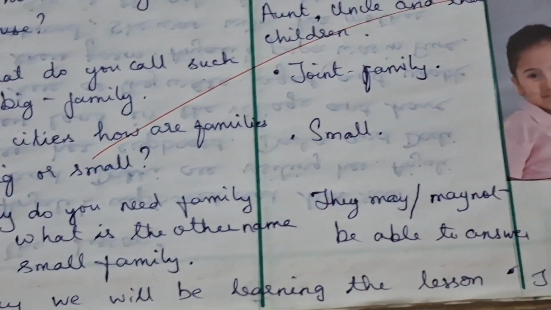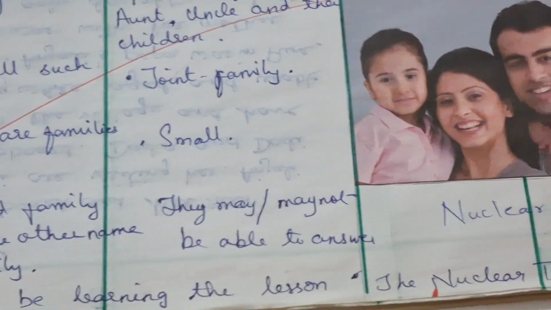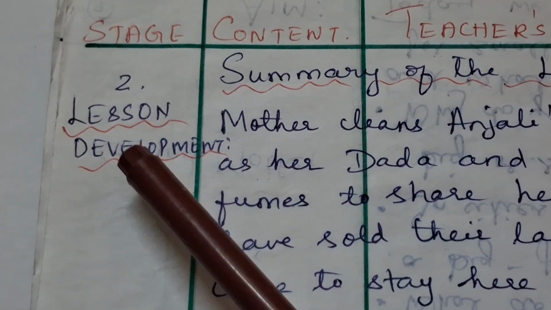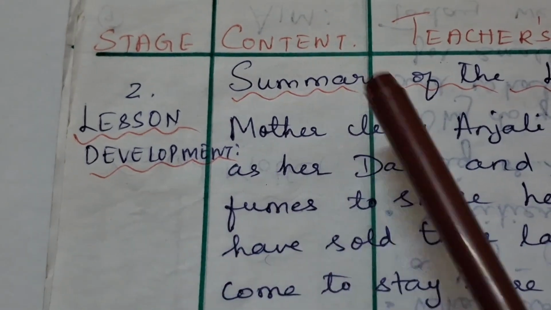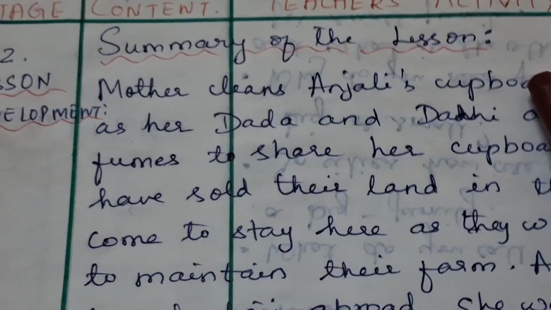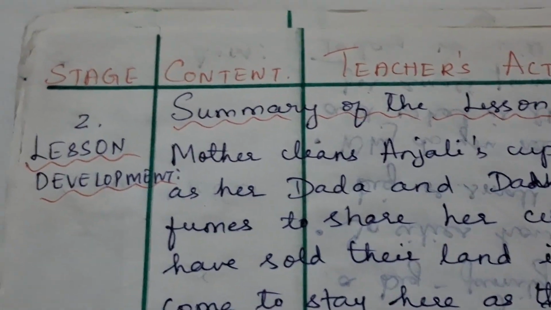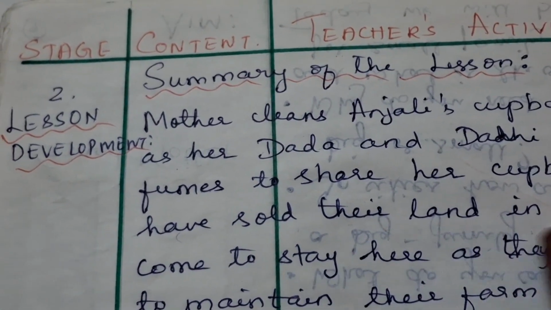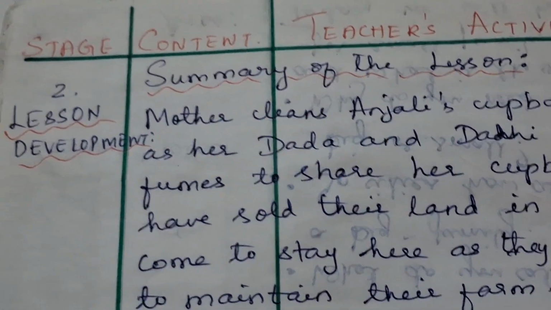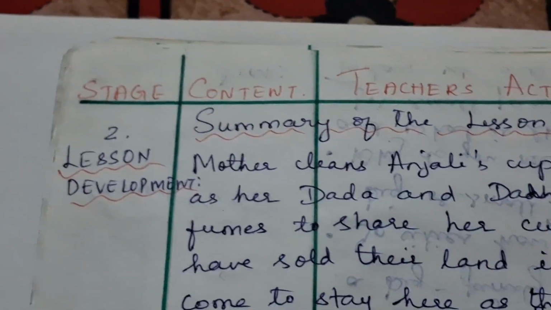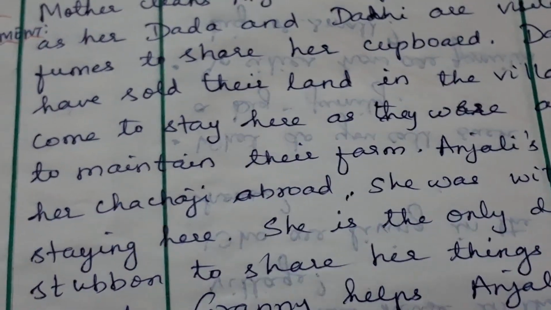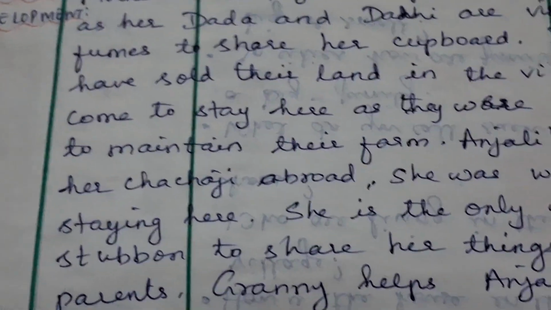Today we will be learning about the lesson, the nuclear family. Then the second one is lesson development. Here the summary of the lesson should be written. It should be short and sweet. Who are the characters of the lesson should also be mentioned. So here for student activities, learning outcome, evaluation, nothing is there, just only the summary.